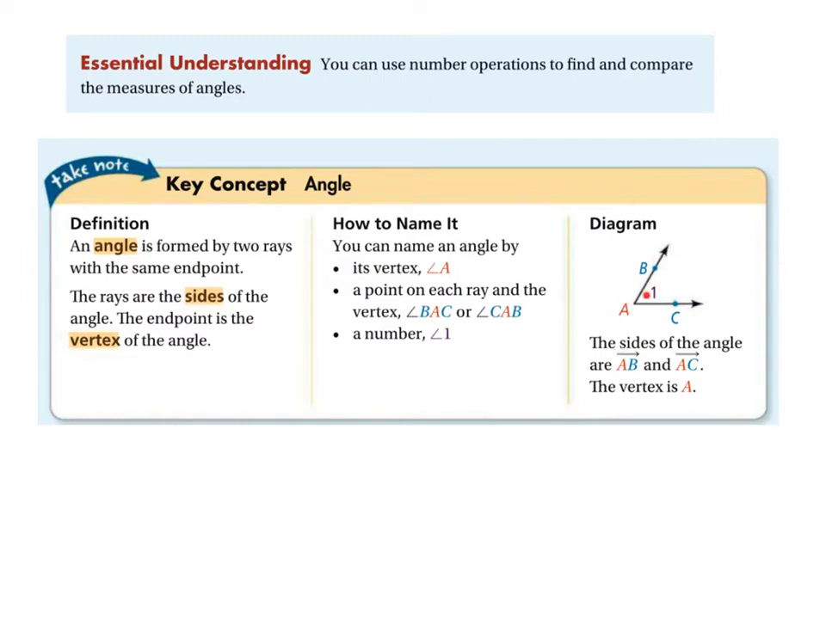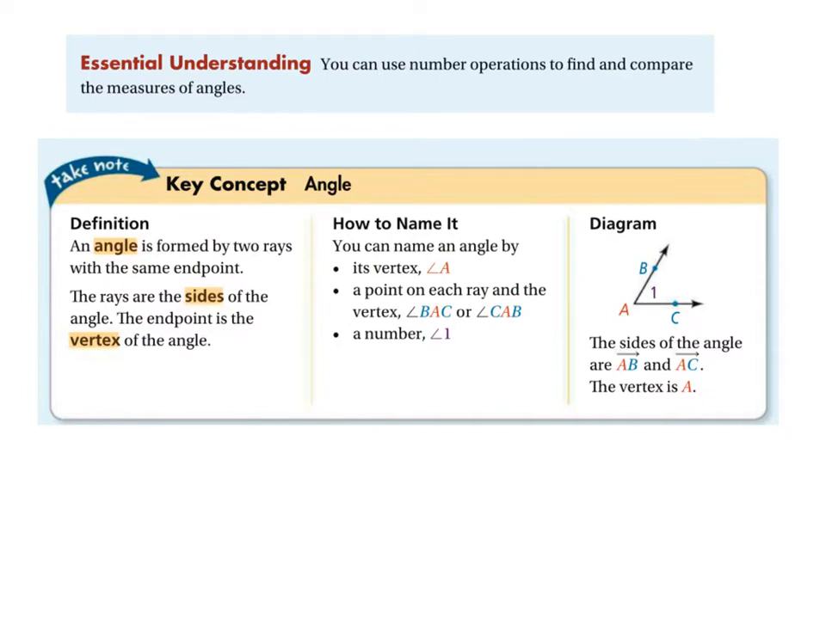And occasionally it'll have a number in it, in which case we can call that angle 1. Different ways you could name it. And that depends on, again, whether we have a single angle just coming from that vertex, in which case we can use this. If we have multiple angles going to the same vertex, we would definitely want to be using three letters with the vertex point as the center letter. And if there's a number in there, we can call it just angle 1. The sides of the angle are ray AB, where the vertex is the endpoint, and ray AC, where the vertex is the endpoint.